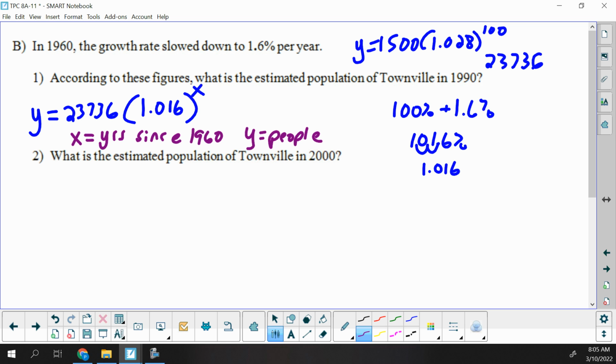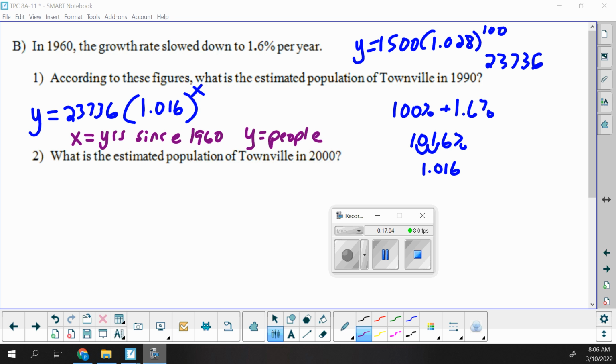So you should be able to use this equation now to answer both questions 1 and 2. Keep in mind, people has to be to the nearest whole, and make sure to label it with people when you get your answer. So we're going to pause the video for, let's say, 4 minutes. See if you can get your answers for both 1 and 2, making sure to have a label and rounding to the nearest whole.